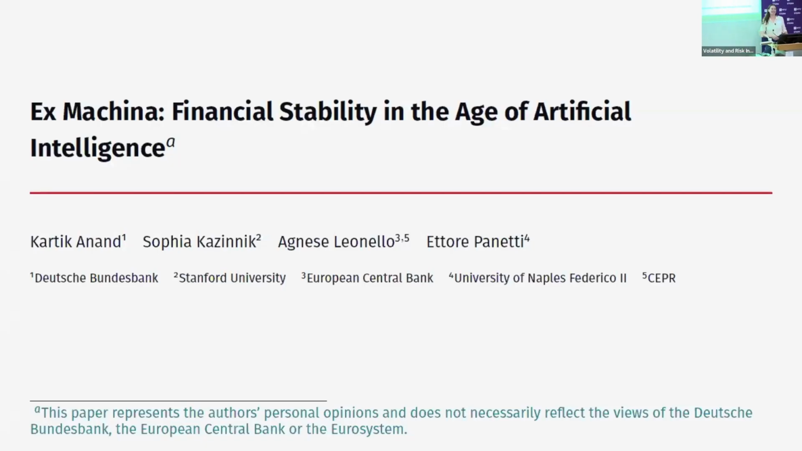So the paper is called Ex Machina, Financial Stability in the Age of AI. It's done with a wonderful group of co-authors, and because Kartik is at Bundesbank and Agnese is at the ECB, the usual disclaimer applies. So in this paper, we're not using AI as a tool. We're sort of studying it as a market participant. So at a very high level, what we're trying to answer is what happens if you swap out human investors and replace them with AI agents in a bank-run-like environment.